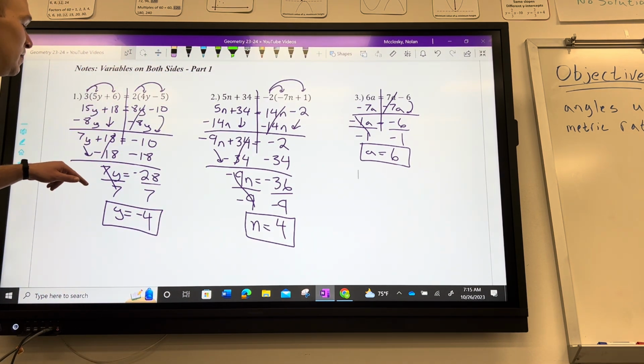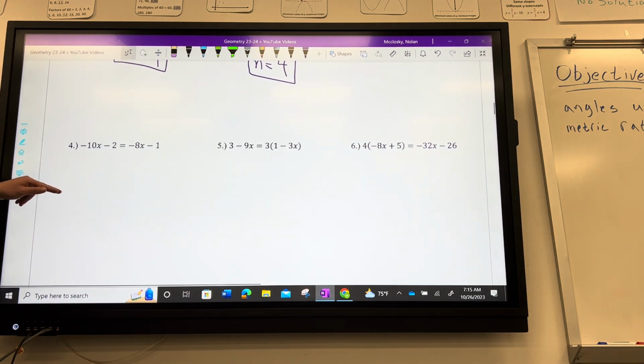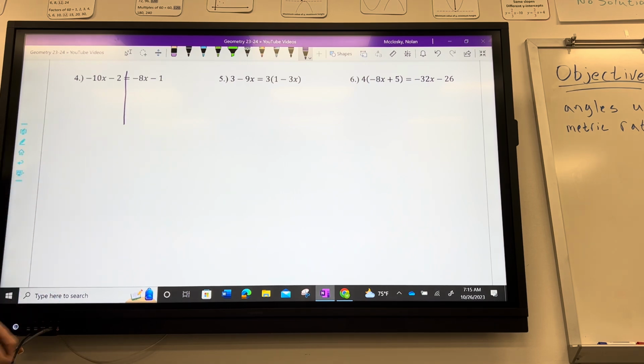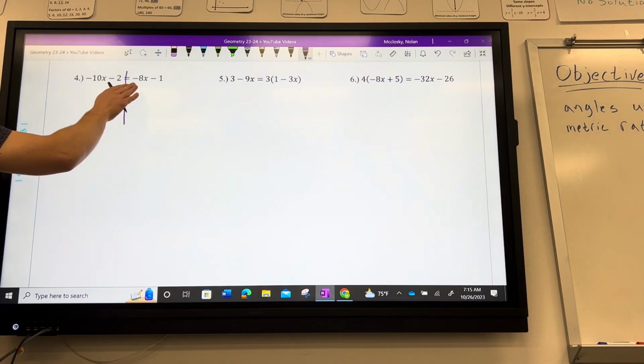All right, so going down to number 4. With number 4, we have negative 10x minus 2 is equal to negative 8x minus 1. There's no parentheses, so we get to skip the distributing step. There is a variable on both sides, though. There's a negative 10x and a negative 8x.